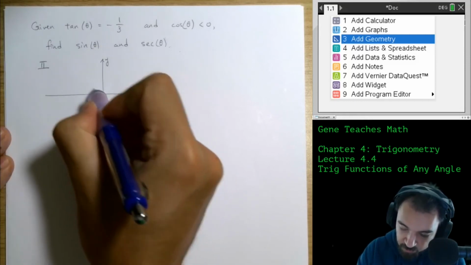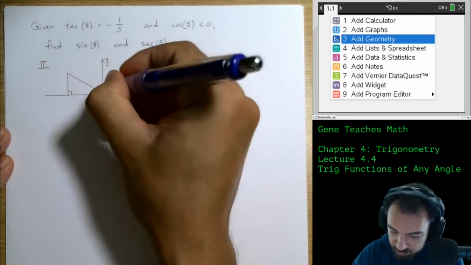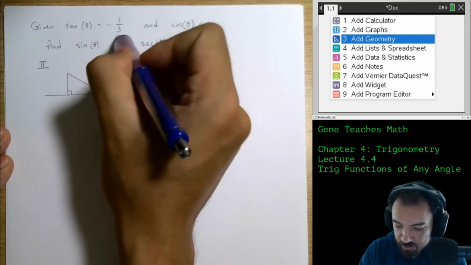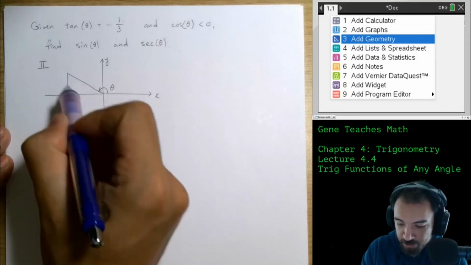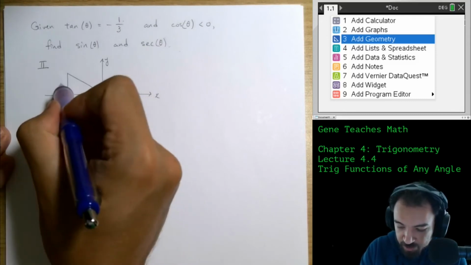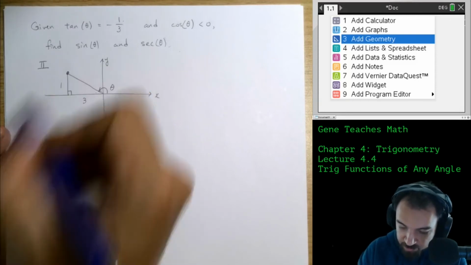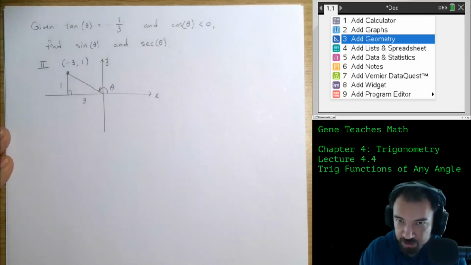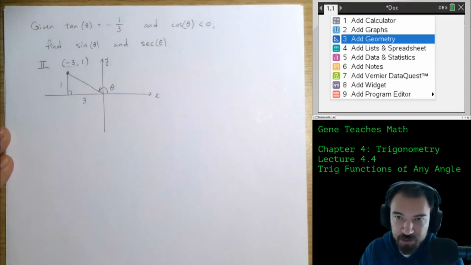So if I draw a line segment, make a triangle, and say this is the angle theta, we can understand that tangent is y over x, or perhaps in the right triangle sense, we can think opposite over adjacent. So if I label this 1 and 3, then I can say this point is going to be negative 3, 1. Now, how did I know to put the negative on the 3? Well, it's because we're in the second quadrant, so the x-coordinate is negative, and the y-coordinate is positive.